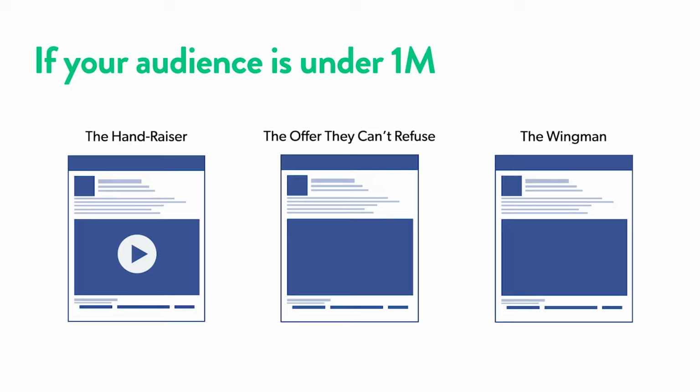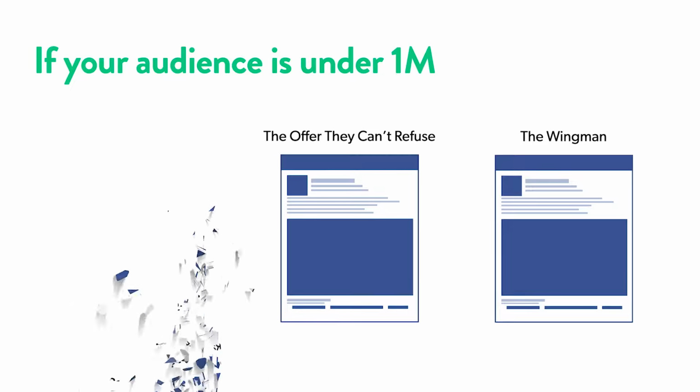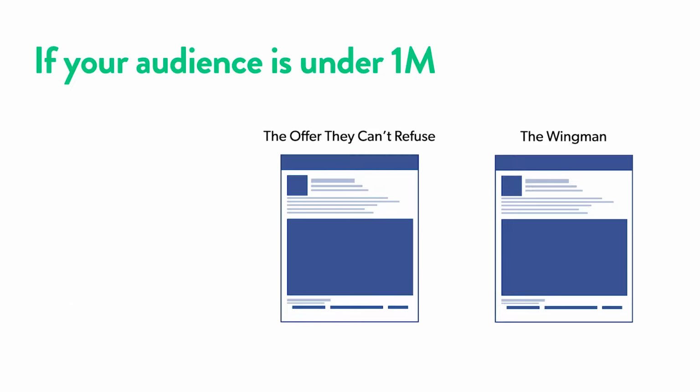Except for one really important difference, which is we get rid of the hand raiser. So this becomes a 2 ad funnel. Ad 1 being the offer they can't refuse, ad 2 being the Wingman. And there is a bit of new information here. This does work a little differently than the first funnel, so you'll want to stick with me here on all these.